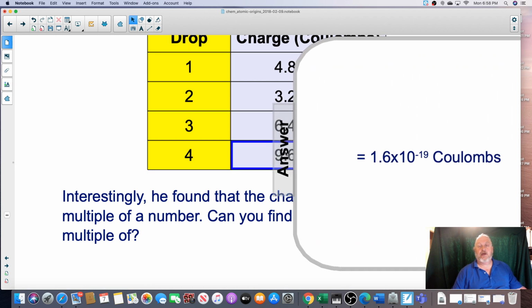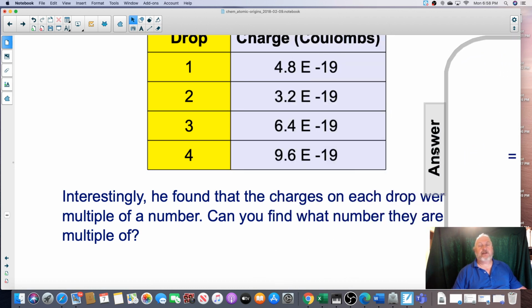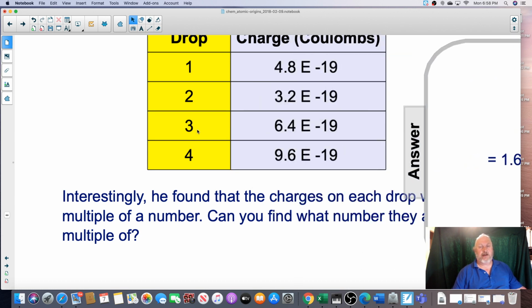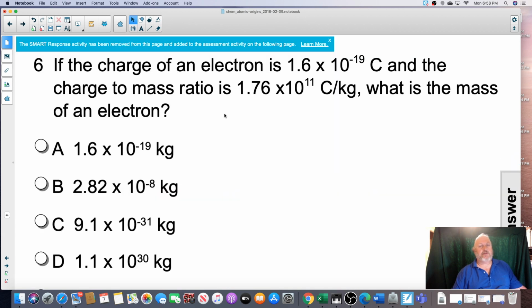Let's look and see. 1.6 times 10 to the minus 19th coulombs. If you take that, 3.2 divided by 1.6 is 2. That's 3. That's 4. That's 6, I believe. All right. So the charge of an electron, and that's what Millikan discovered, was 1.6 times 10 to the minus 19th coulombs, and the charge to mass ratio is 1.76 times 10 to the 11th coulombs per kilogram.